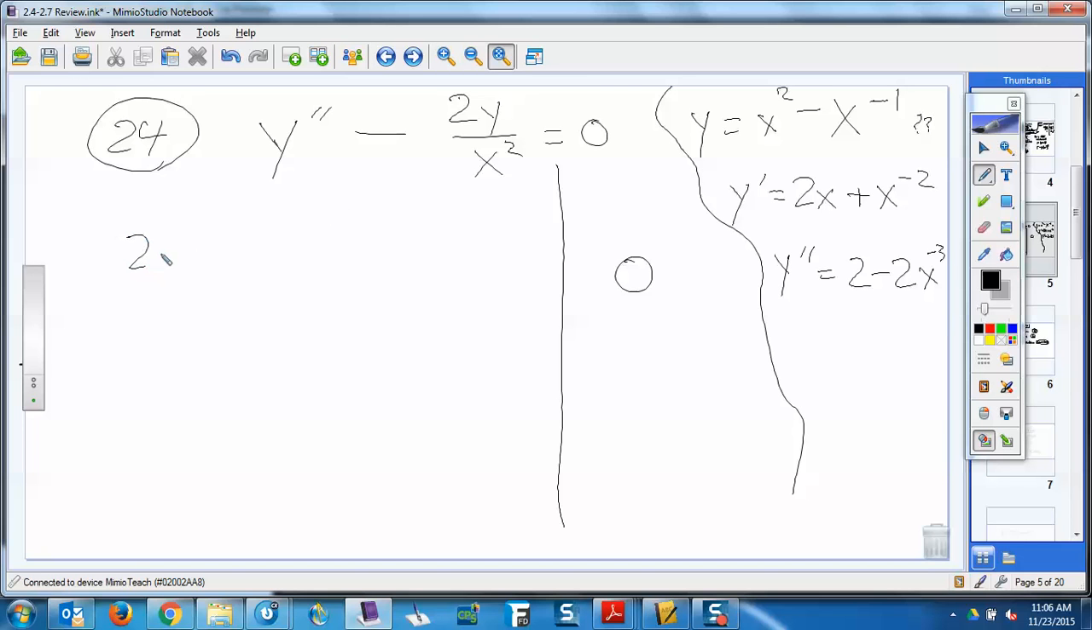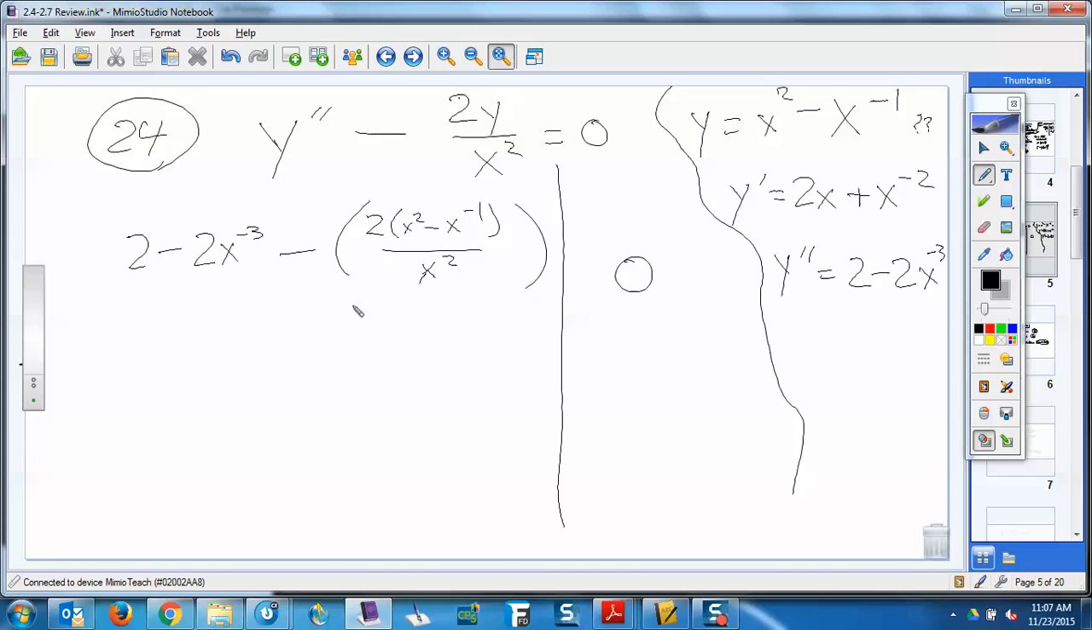And so there's y double prime. So we got 2 minus 2x to the negative 3. Minus. And then I got this. I'm just going to put some parentheses there just to make sure, because this is going to get kind of messy here. So I got 2 times y. Well, there's y right there. So that's going to be 2 parentheses x squared minus x to the negative 1 all over x squared.